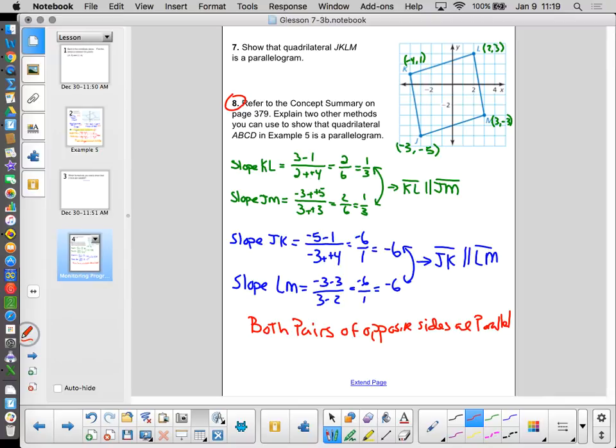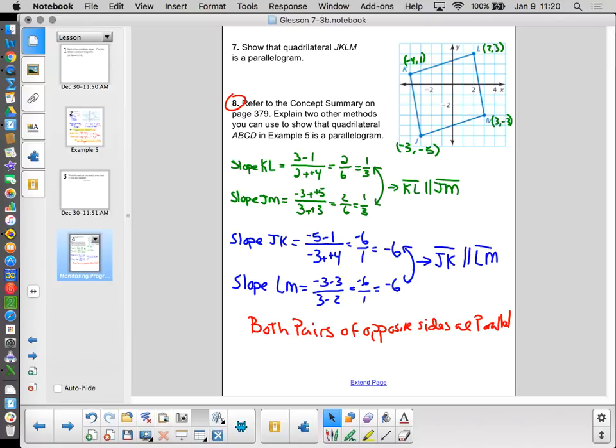Get used to using these formulas. We're going to use them a lot, especially in the second half of the chapter when we start getting into special types of parallelograms. This is a great way to distinguish exactly what kind of parallelogram we have in the coordinate plane, or if it's not a parallelogram at all, or anything else. We're going to be using these formulas, so be very, very comfortable using them.